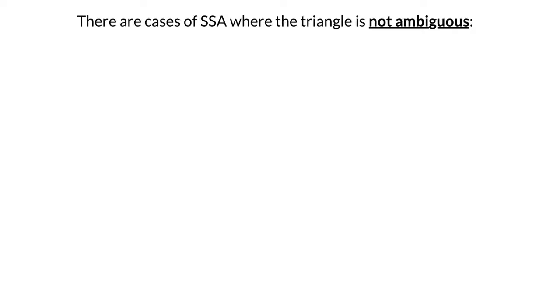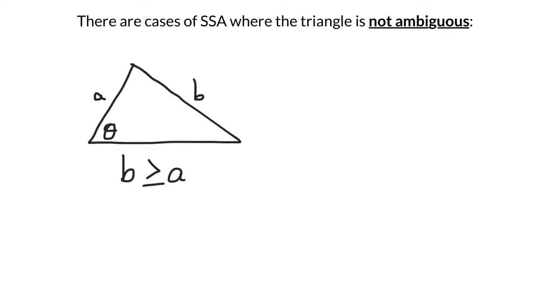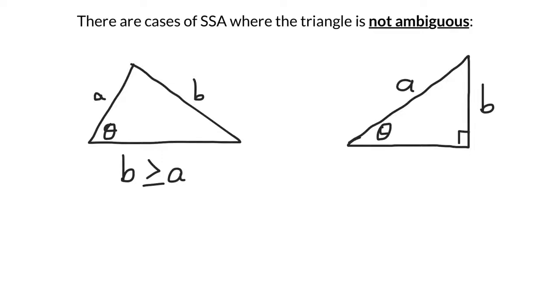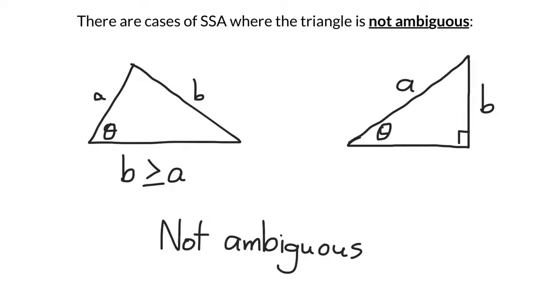However, there are cases of SSA where the triangle is not ambiguous. The first instance is if you know a side, and an uncontained angle, but the side across from the angle is greater than or equal to the other side that you know. The other instance would be if you have a right triangle, but it's kind of a non-example because you actually do know two angles. Both of these are examples of SSA where the triangles are not ambiguous.